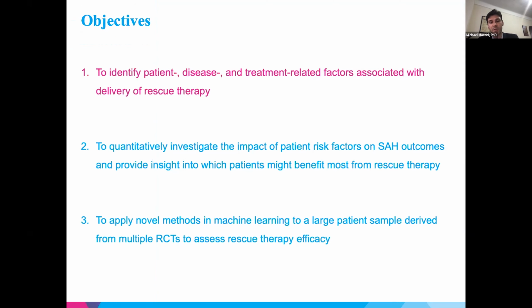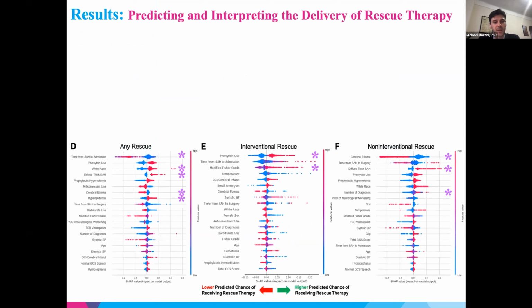So with this, we'll start on some of our results on the determinants of rescue therapy. For this, I want to start by focusing on panels D through F here, which show model output for predicting rescue therapy delivery in patients receiving either any form of rescue over here, interventional rescue, or non-interventional rescue. After calculating the SHAP values for each patient in the study population, we rank them along the y-axis in each of these based on their overall model impact, which is shown on the x-axis in each plot here. Each dot within each of these plots represents a patient in the population, and the color of the dot represents the value of the feature in question.